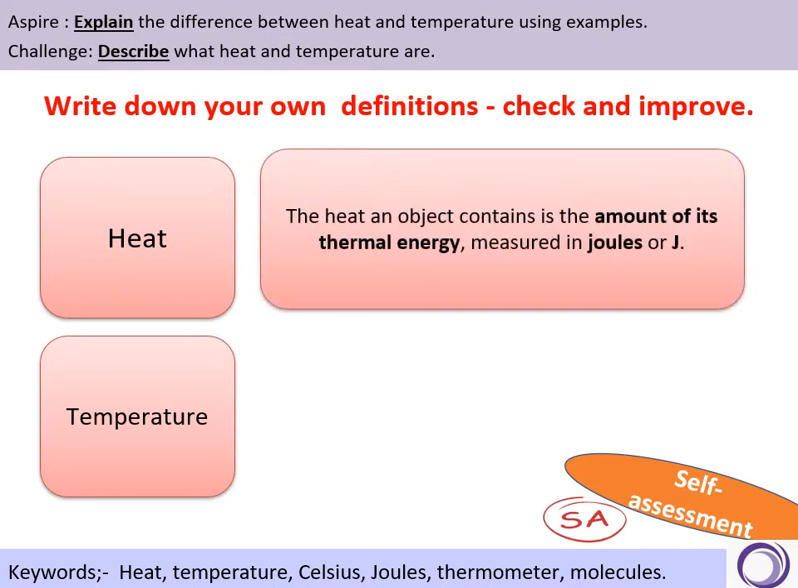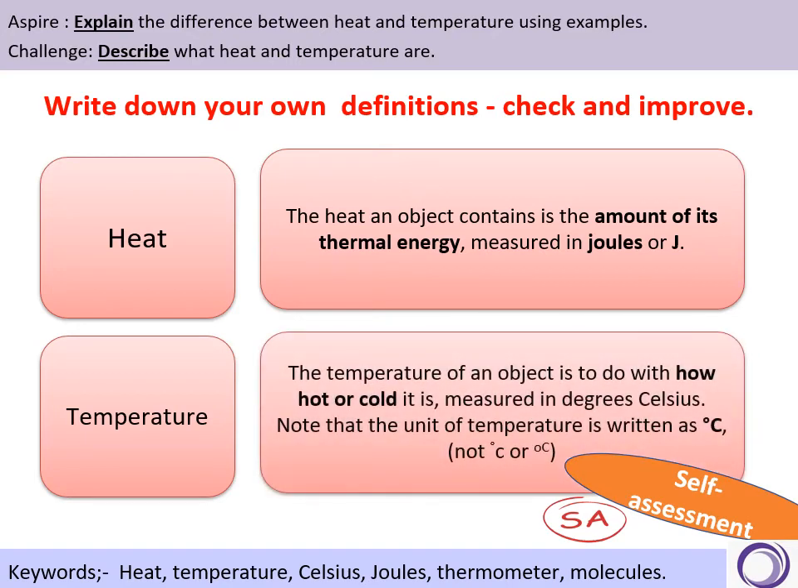You should have said the heat an object contains, I should try and get my words out properly. The heat an object contains is the amount of its thermal energy measured in joules or J. However, temperature of an object is to do with how hot or cold it is, measured in degrees Celsius. Okay, so there are your two, heat and temperature.